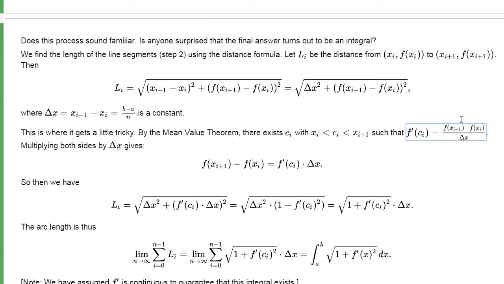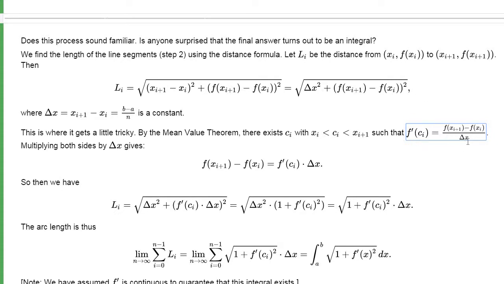That is, this is the slope of the secant line. This is the slope of the line segment we're talking about. And the mean value theorem says anytime you have a secant line, the slope of that secant line is going to equal the slope of some tangent line, which is the derivative. So there's some number c where the slope of the tangent line equals the slope of the secant line.